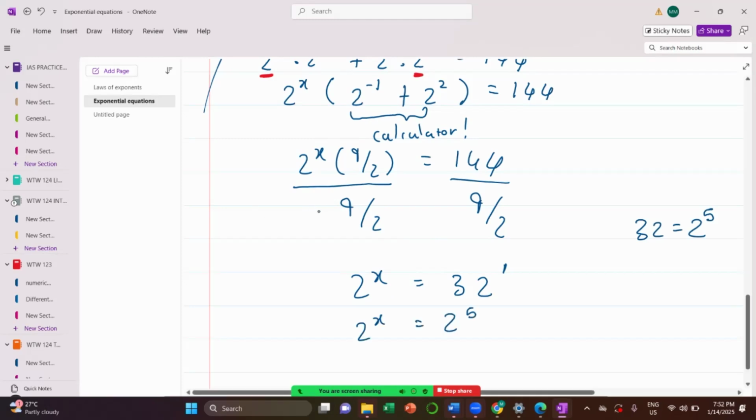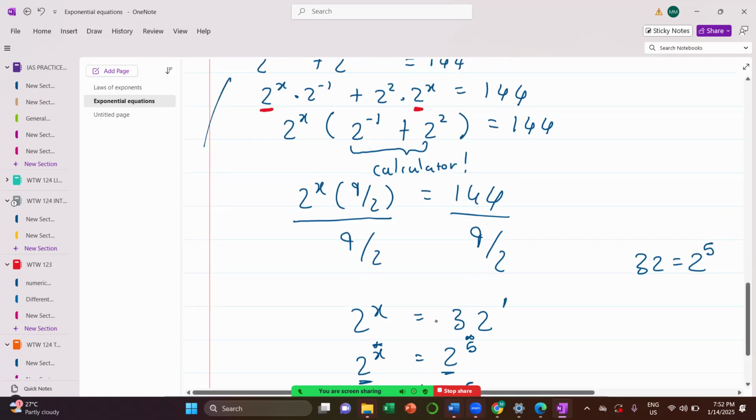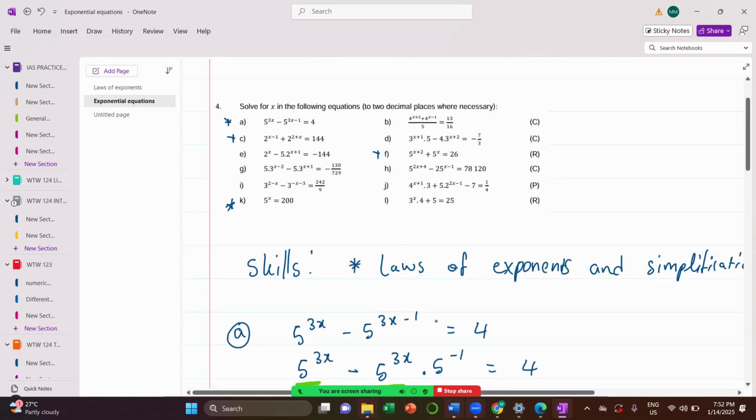to the exponent of 5. So therefore, x is equal to 5, because I have the same base. I can equate the exponents. Are you guys okay? Yes, sir. Okay. Thank you very much.